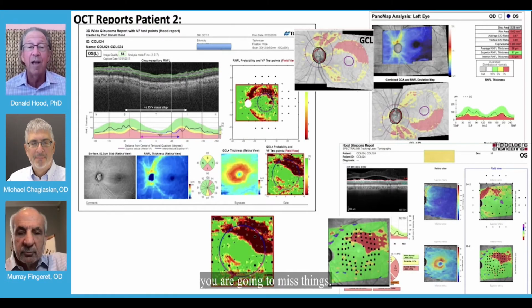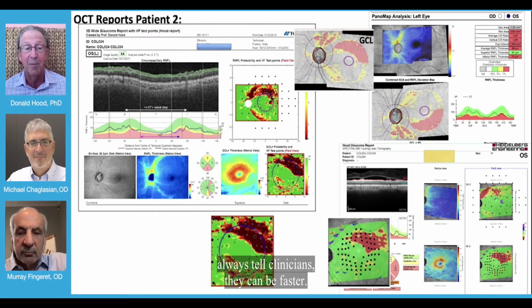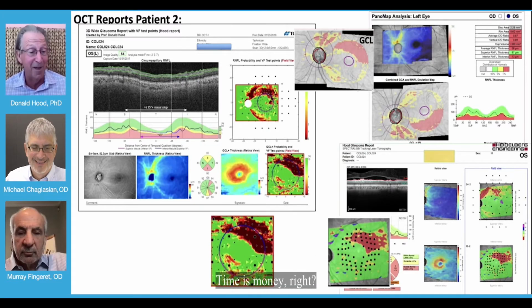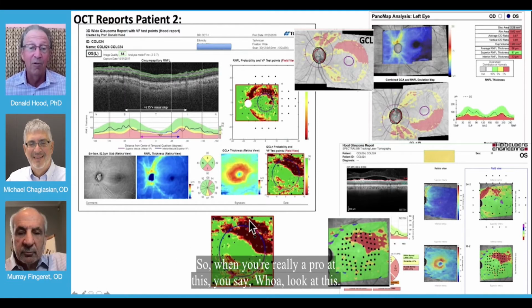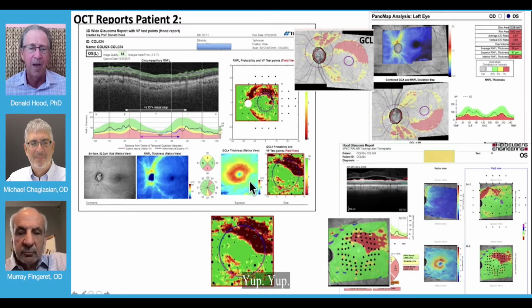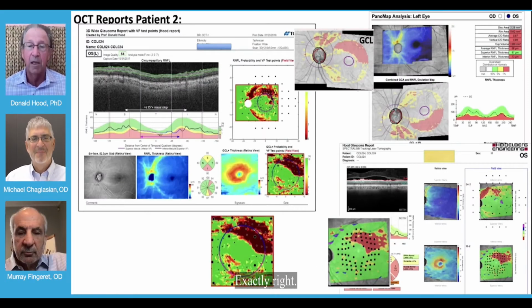Yep. Once you're an expert at this, as my colleague Gusta Morris keeps saying, always tell clinicians they can be faster. Time is money, right? Always tell them they can be faster. So when you're really a pro at this, you say, whoa, look at this. That's almost certainly it. Yep, right. I'm done in 5 seconds. Yep. Right. But you gotta practice to get there. Exactly right.